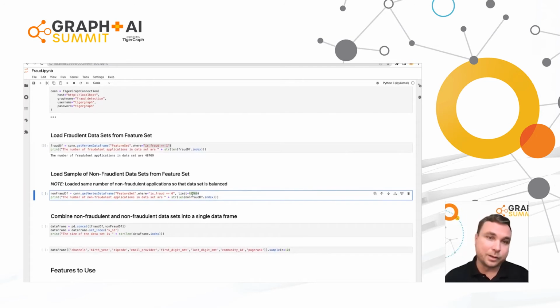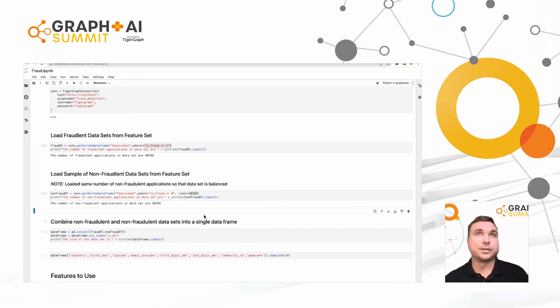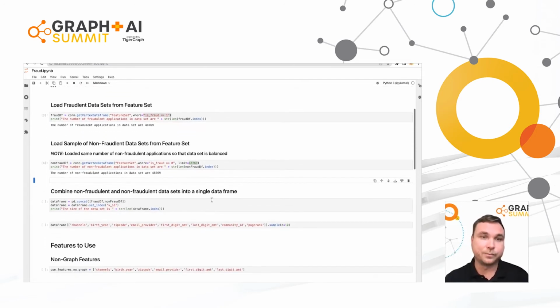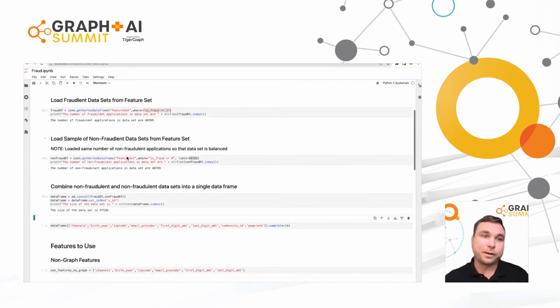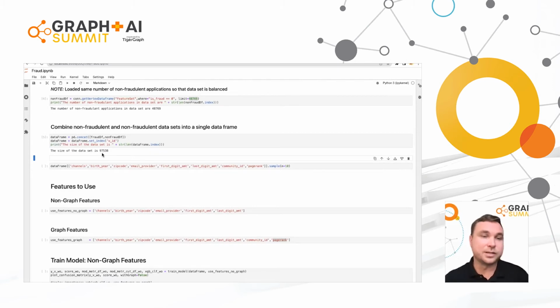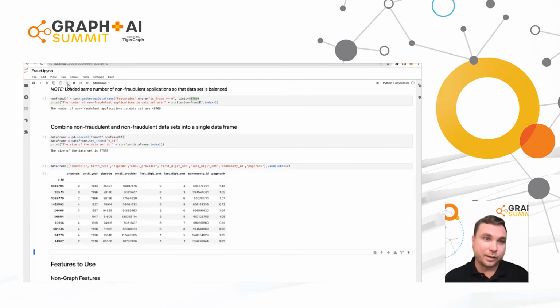applications, except we're going to limit it to the same number as the fraudulent applications so that we have a balanced data set. That makes it easier to train this algorithm just for the purposes of demonstration. We can see here that our combined data set is around 97,000 data points. And what this actually looks like is we have channels, which is the channel on which the application came in, birth year, zip code, a numeric representation of the email provider, and the first digit associated with the loan amount and the last digit.